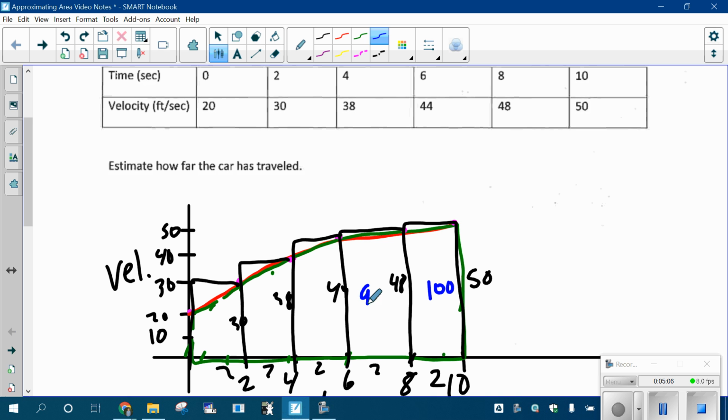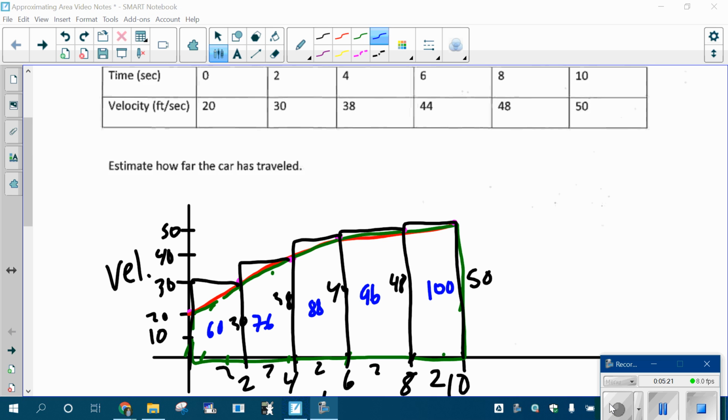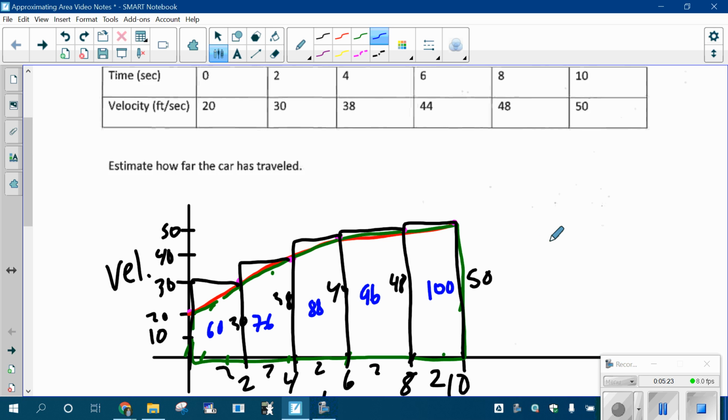100, 96, 88, 76, 60. I could grab my calculator and add those all together real quick. Do it in my head, but feels like a calculator kind of day. I got 420. So one estimation would be, maybe you went 420 feet. Oh, sorry, this was feet per second, not meters per second, whatever.